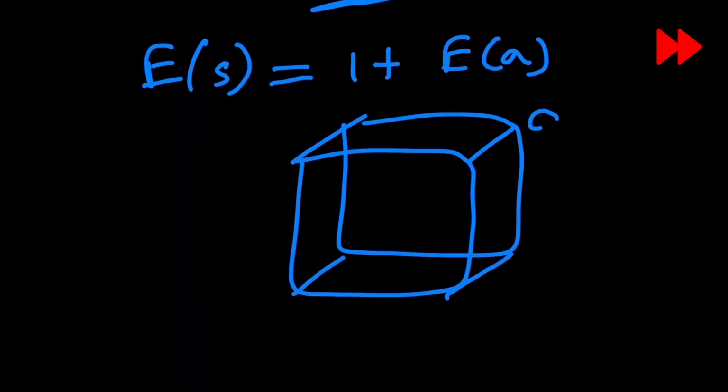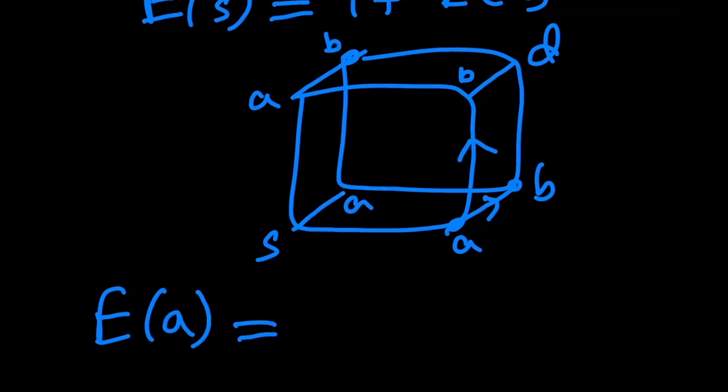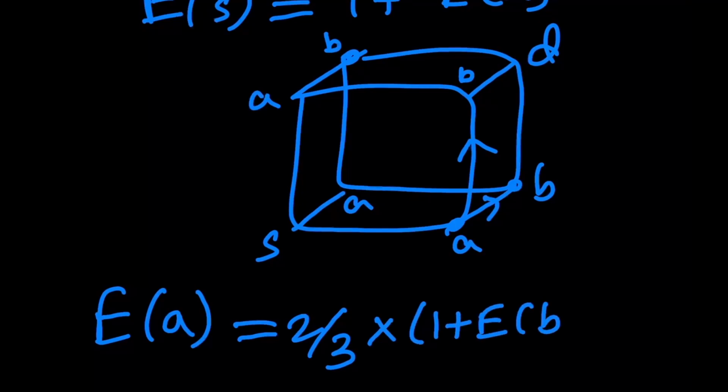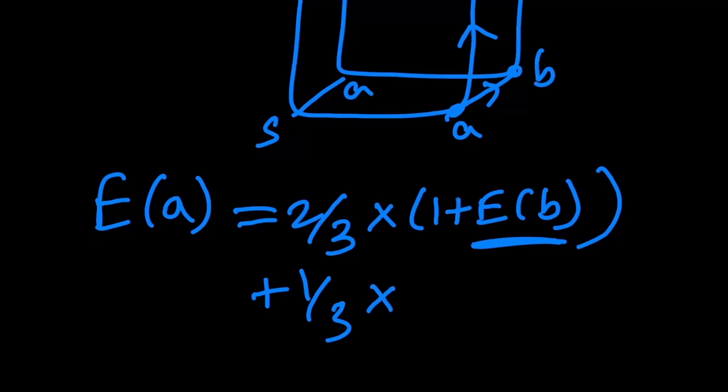Similarly, if we try to calculate E of A now, if we look at any point A, there's one edge, or sorry, two edges going towards B. So that is just going to be 2 by 3 of probability into 1, because we have to take an edge, plus the expected number of steps it's going to take once we reach B. So this entire value is the expected number of steps in these cases, plus a 1 by 3 probability that we take a step back in the wrong direction and reach S again. But since we took one step, it's going to be 1 plus E of S.